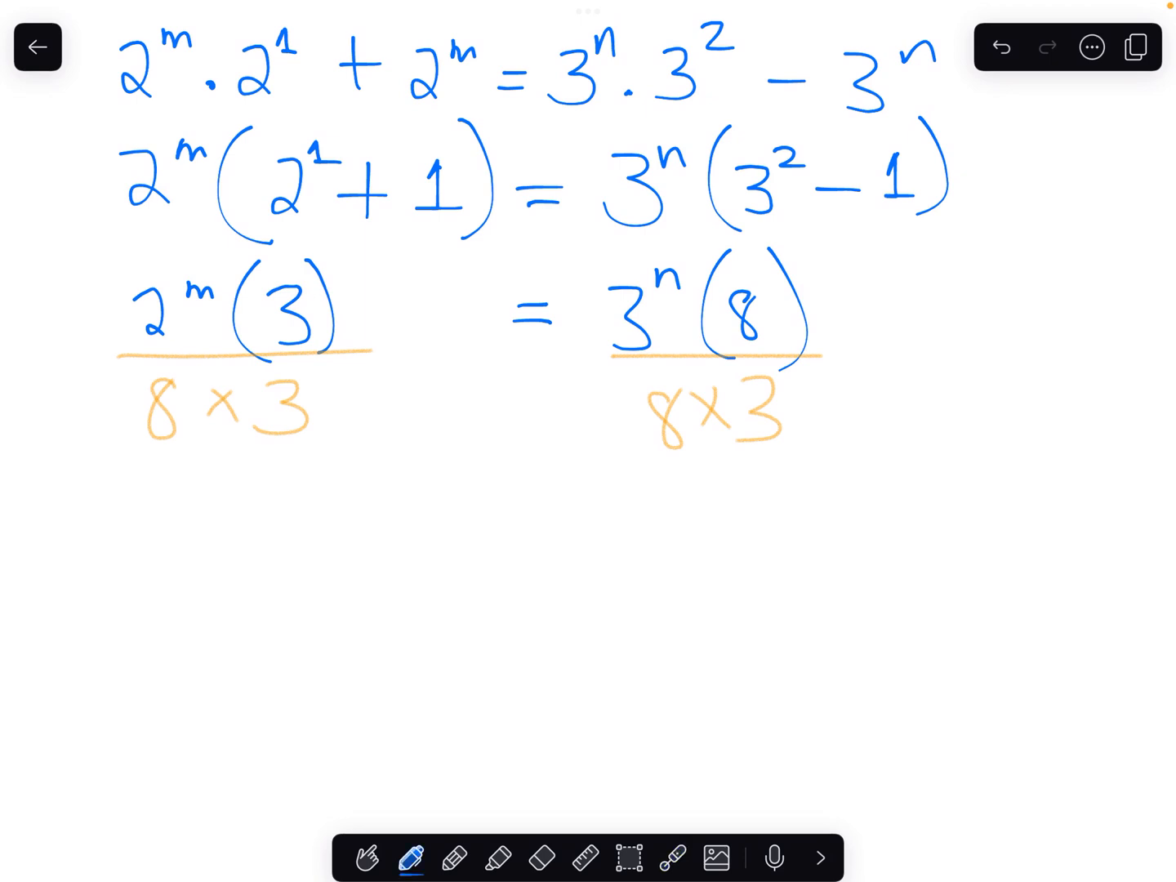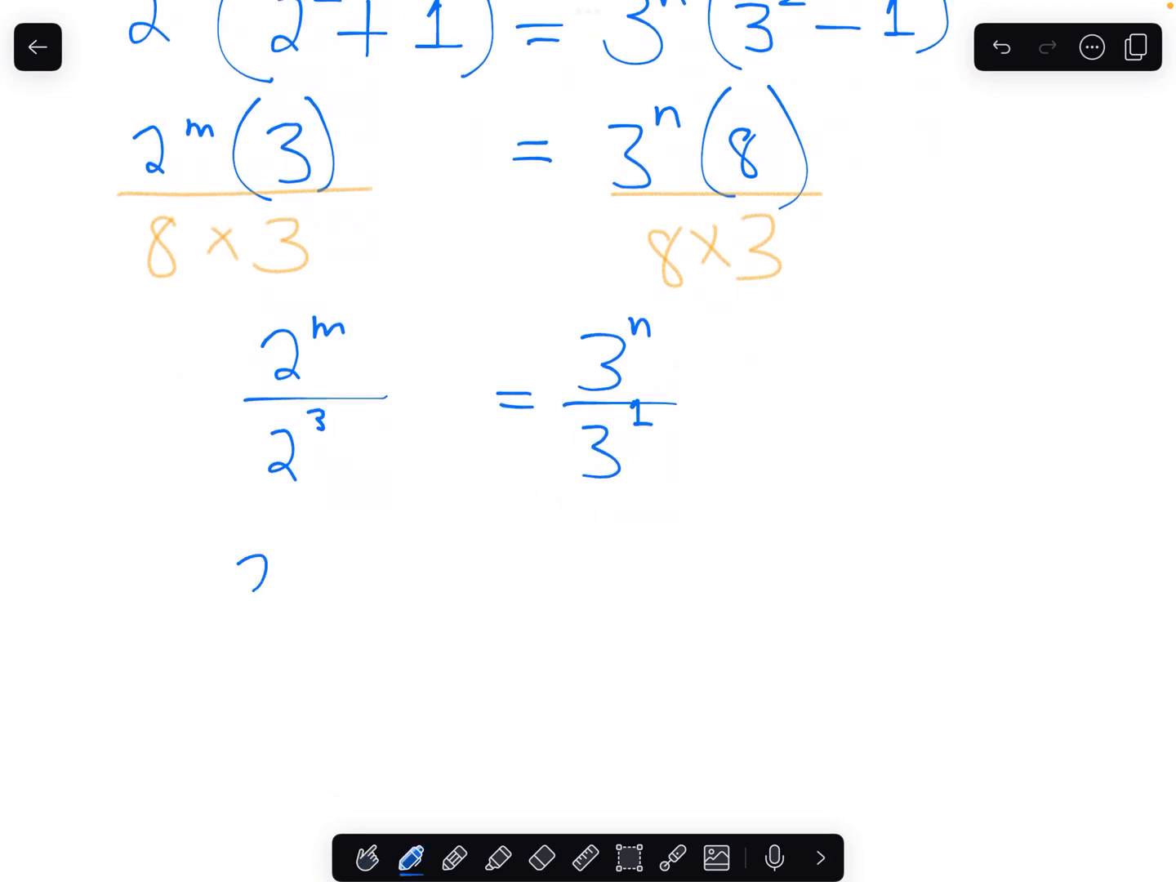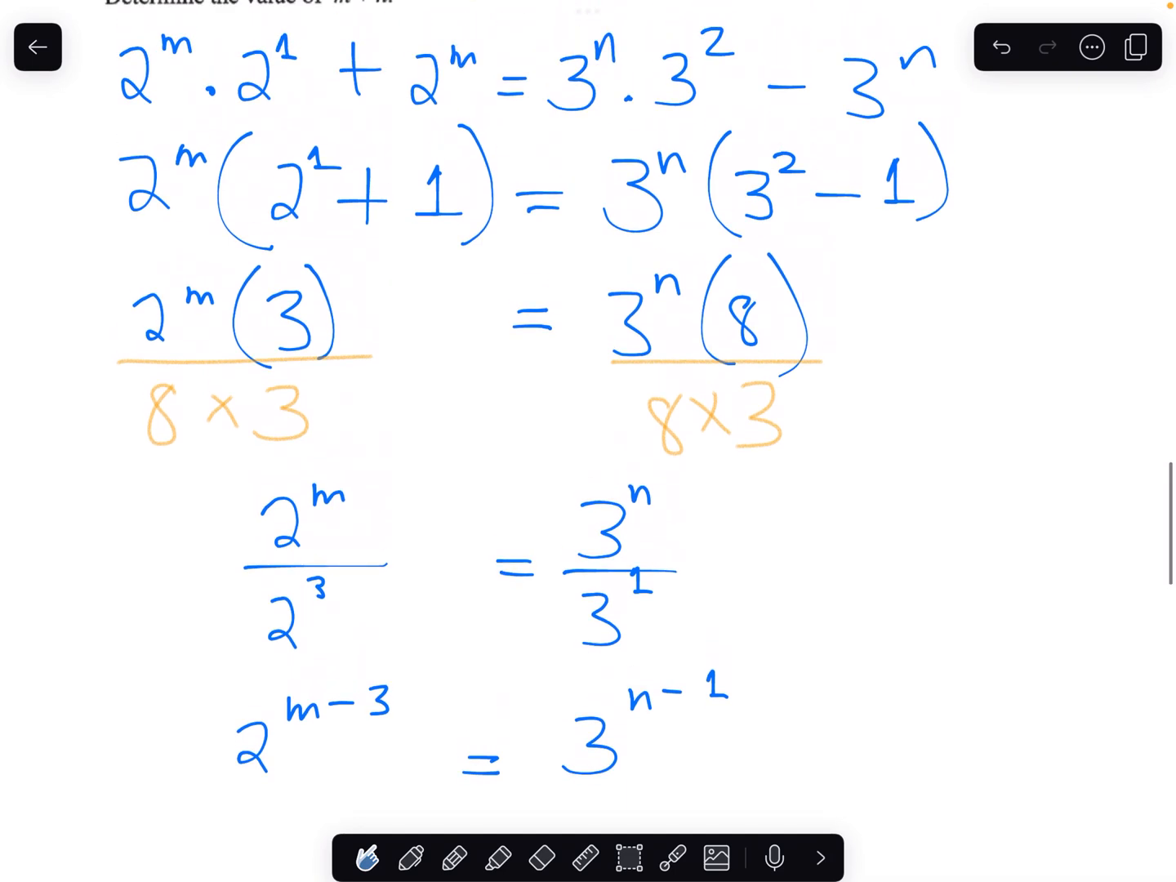Now we have 2 to the m divided by 2 to the 3, that's what 8 is. And here we have 3 to the n divided by 3 to the 1. So this is 2 to the m minus 3 using our division rule, and this is 3 to the n minus 1. Okay, how does this solve anything? Oh, it doesn't solve anything.